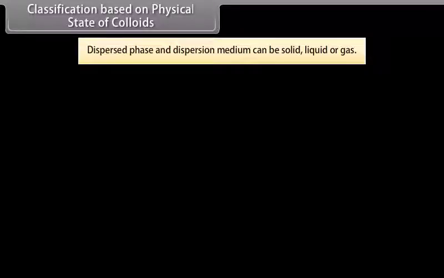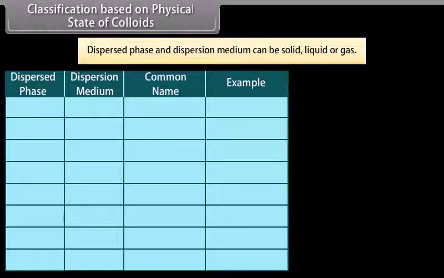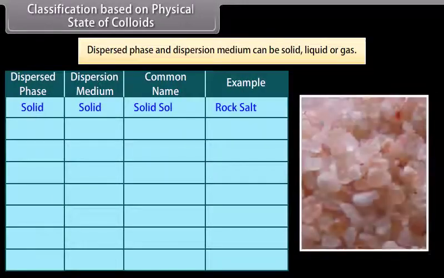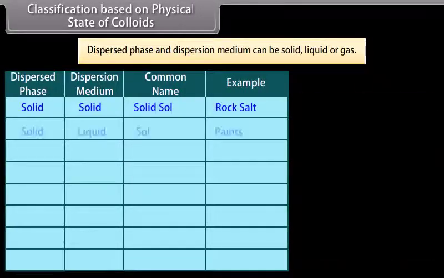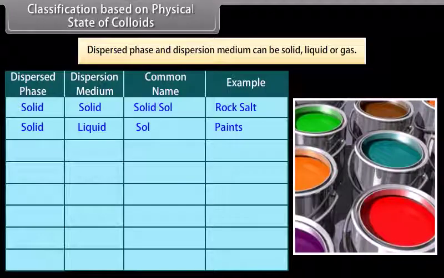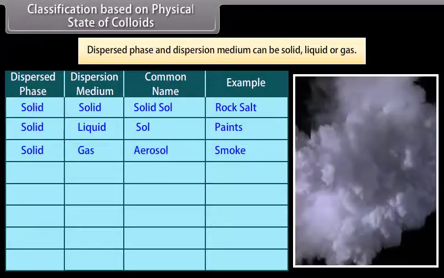Classification based on physical state of colloids. Dispersed phase and dispersion medium can be solid, liquid, or gas. Therefore, 8 types of colloidal systems are possible depending upon the physical state of the dispersed phase and the dispersion medium. Rock salt is an example of solid sol. Paint is an example of sol. Smoke is an example of aerosol.